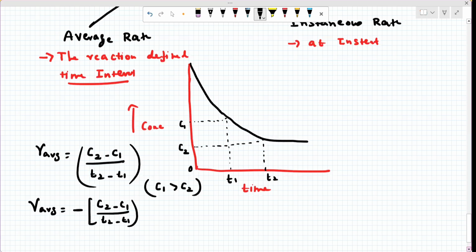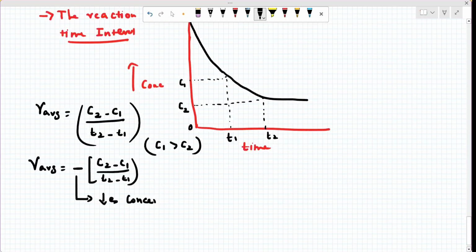Decreasing concentration of reactant. For the product, the answer is positive, right? Because during the time interval, the reactant concentration decreases. During the time interval, the product concentration increases. While writing for the reactant, we have to put a minus sign. While writing for the product, we have to put a positive sign.